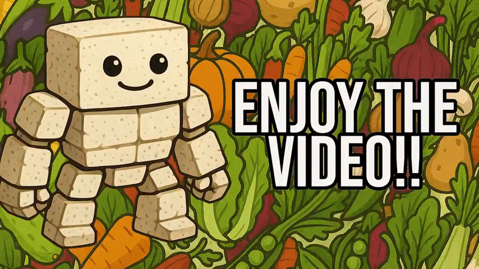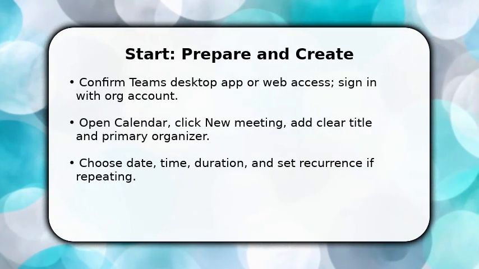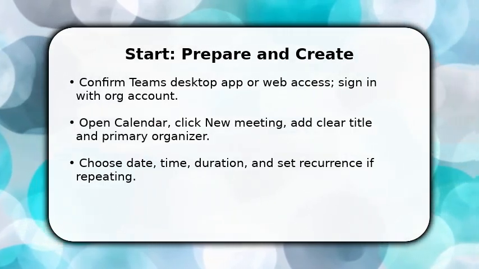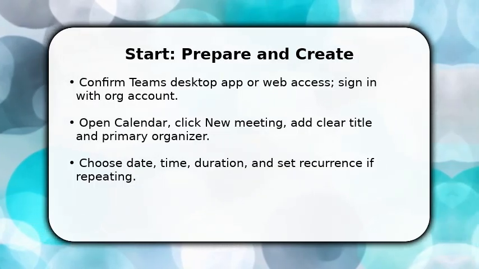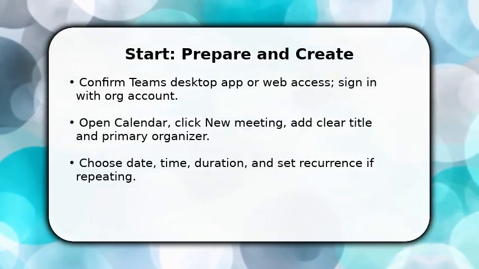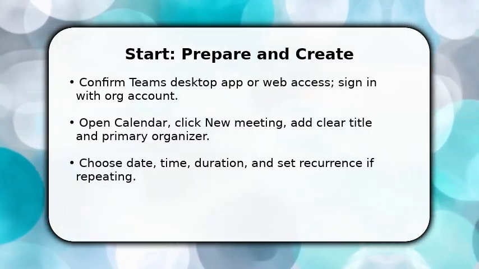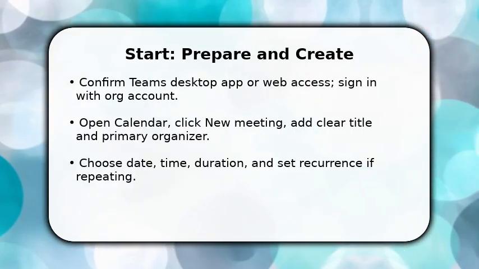Please enjoy the video. You begin by preparing essentials. Sign into Teams with your organization account and open Calendar so you control scheduling. Once done, click New Meeting and enter a concise title that signals purpose. Add the primary organizer and required attendees now because invitations come from that owner.